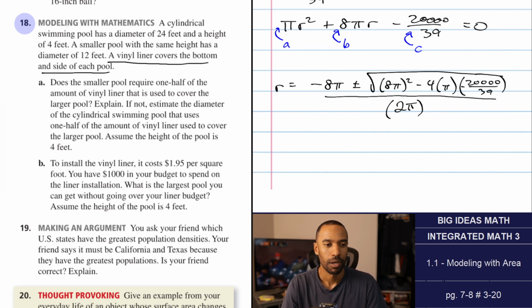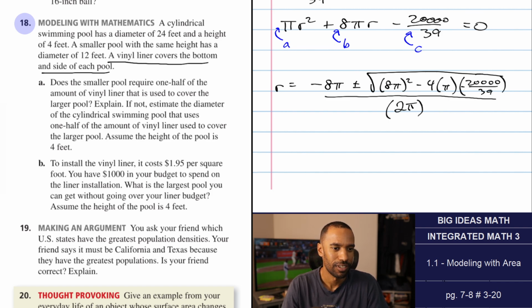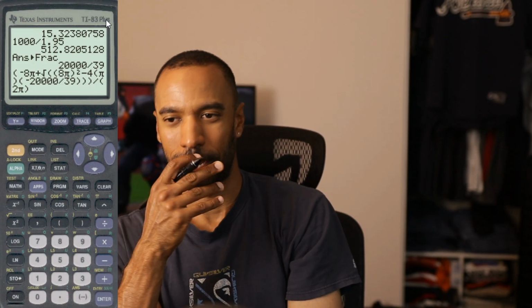You're going to go, whoa. Minus 4 times pi times negative 20,000 divided by 39. Close that parenthesis, close that parenthesis for the square root, and that one for that one, divided by 2 pi. I have to use parentheses for that as well. Okay, this is going to look like this. I hope I did this right.